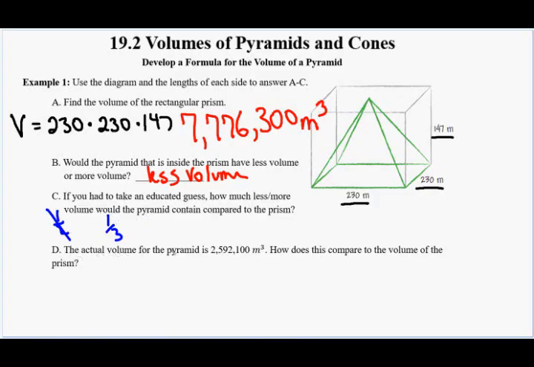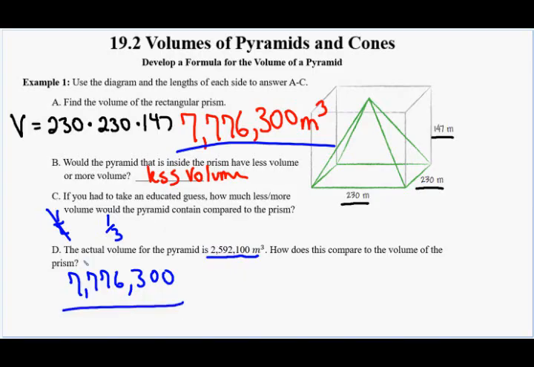Part D, the actual volume of the pyramid is this 2 million and change. How does this compare to the volume of the prism? So if we take the volume that we found up top, 7,776,300, and we divide it by our estimate from part C, if we divide by 3, when we do the division, it turns out to be 2,592,100 meters cubed.